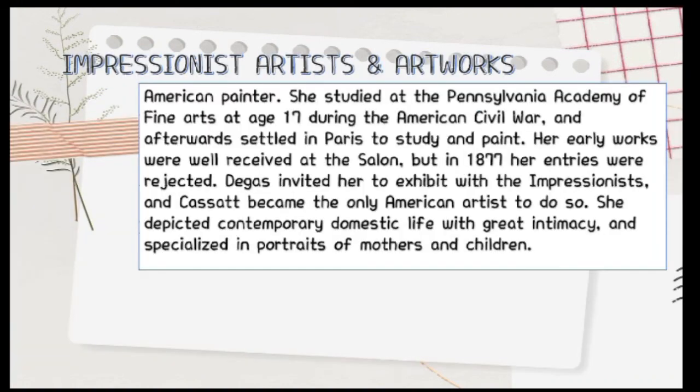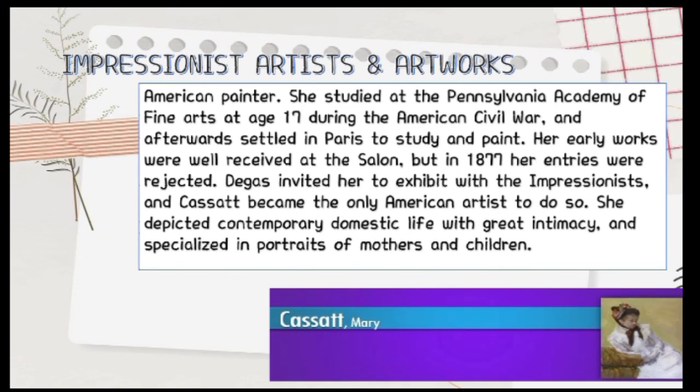The next Impressionist artist and artworks is Mary Cassatt, American painter. She studied at the Pennsylvania Academy of Fine Arts at age 17 during the American Civil War, and afterwards settled in Paris to study and paint. Her early works were well received at the Salon, but in 1877, her entries were rejected. Degas invited her to exhibit with the Impressionists, and Cassatt became the only American artist to do so. She depicted contemporary domestic life with great intimacy and specialized in portraits of mothers and children.